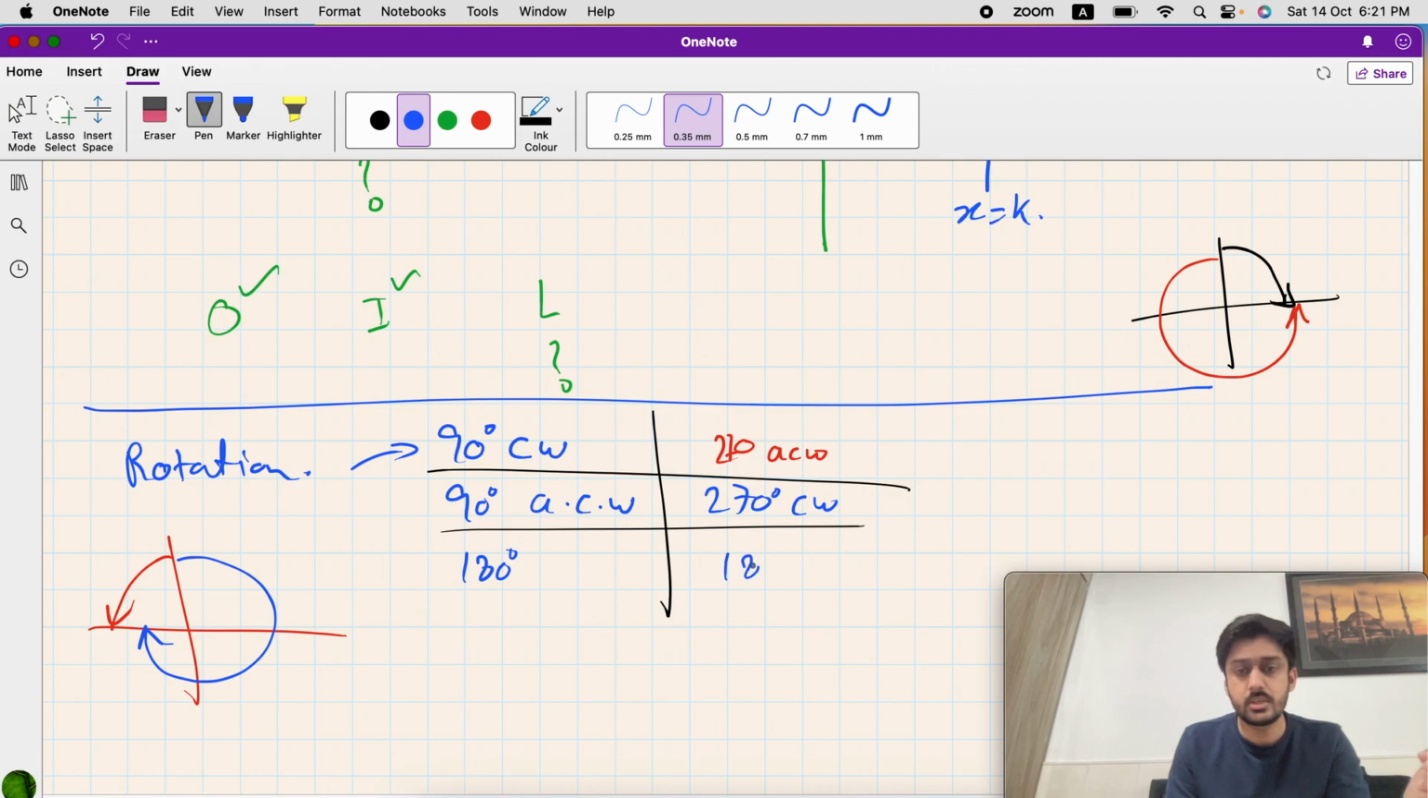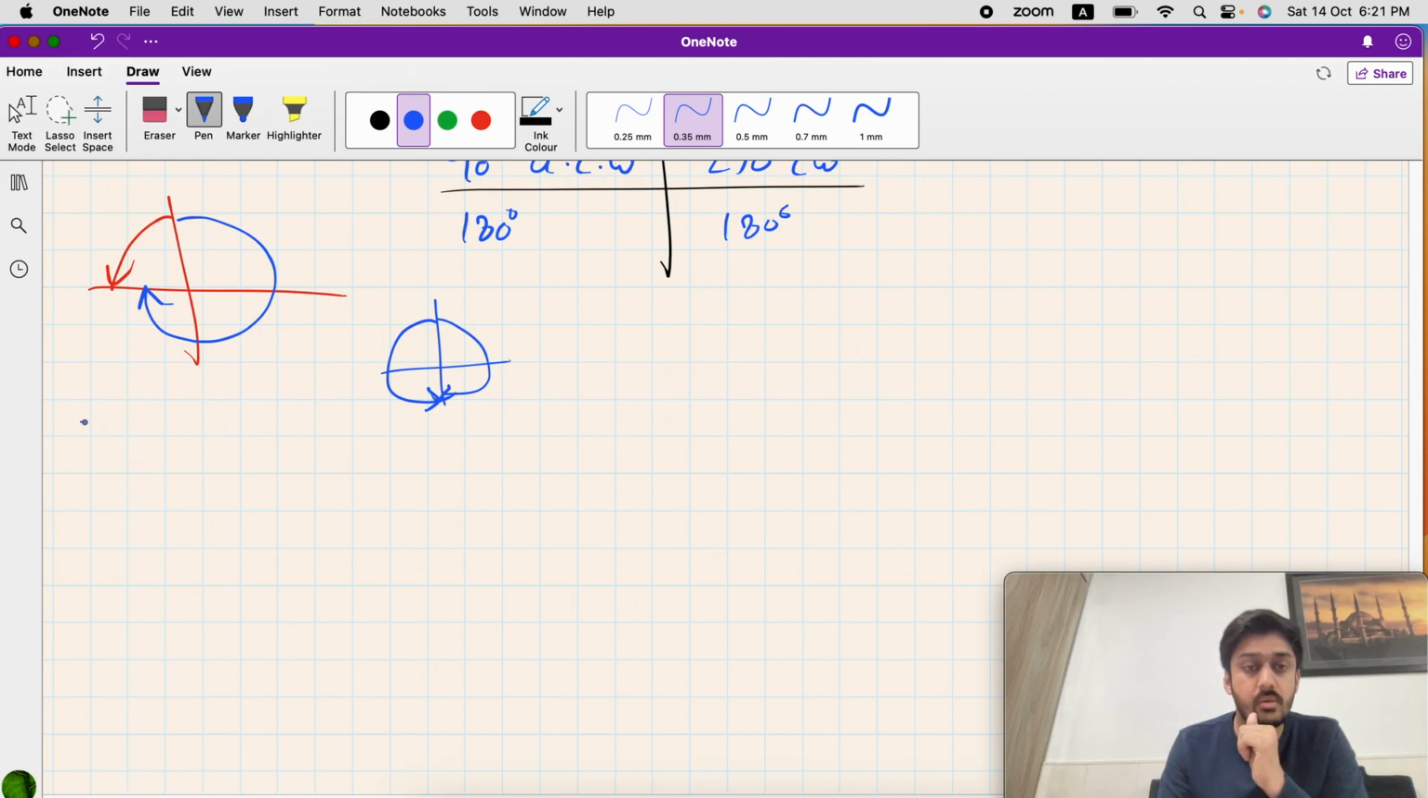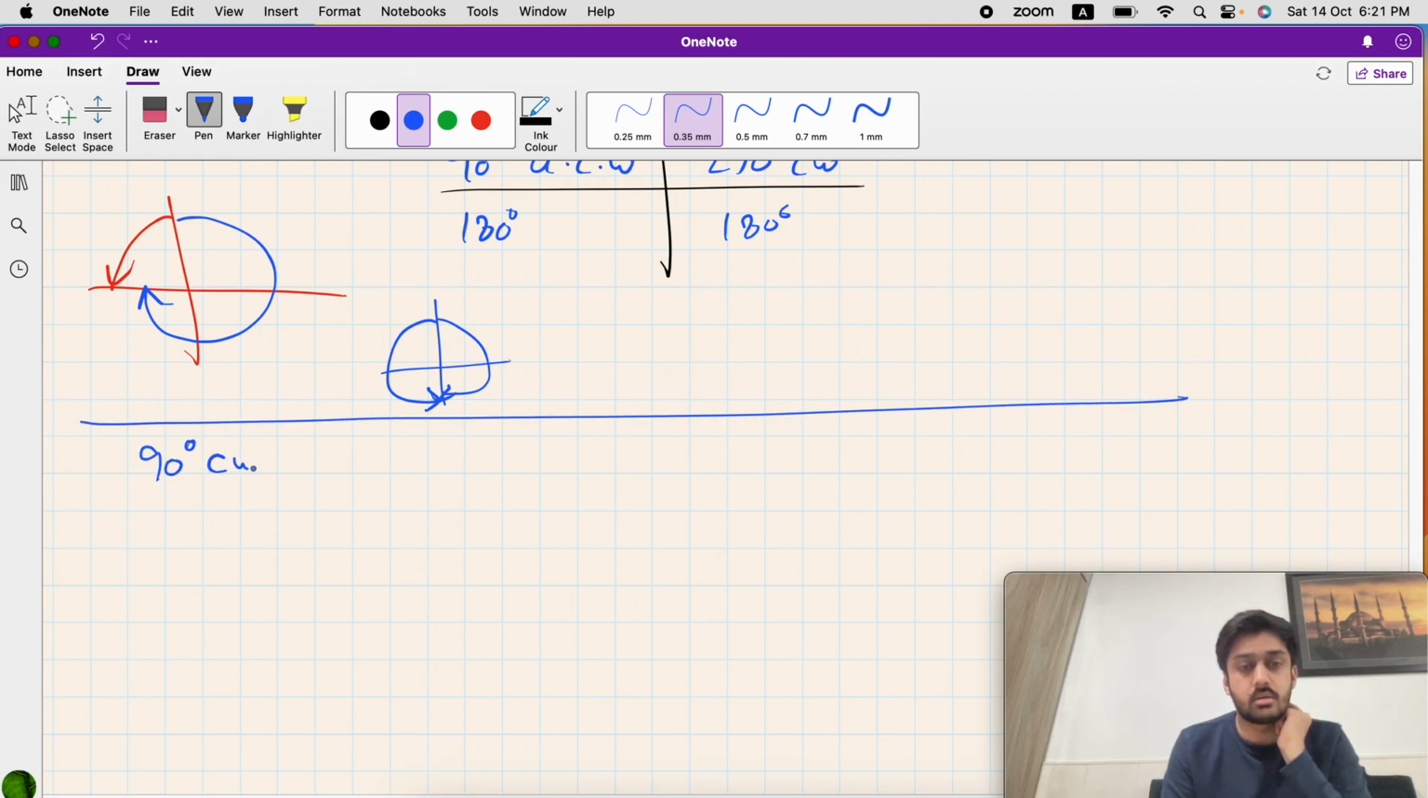and 180 stays 180 on both sides. So if you are moving clockwise or anti-clockwise, it reaches the same point, so that's not an issue. So let's start with 90 degrees clockwise.